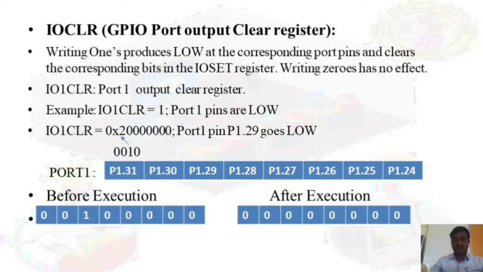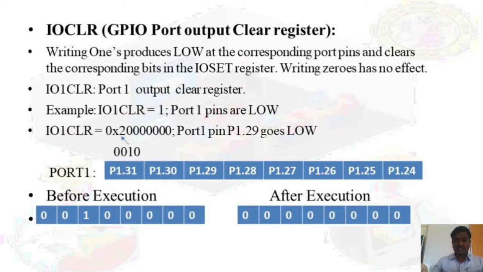Next, we are using IOCLR, that is GPIO port output clear register. Writing 1 produces low at the corresponding port pins and clears the corresponding bits in the IO set register. Writing 0 has no effect. IO1CLR is the port 1 output clear register. For example, IO1CLR equal to 1 means the port pin values become low.